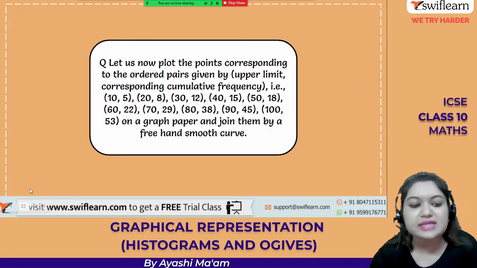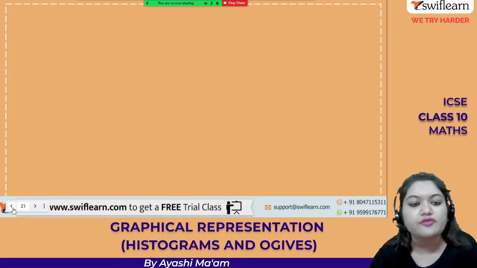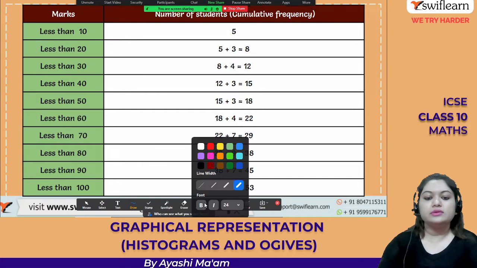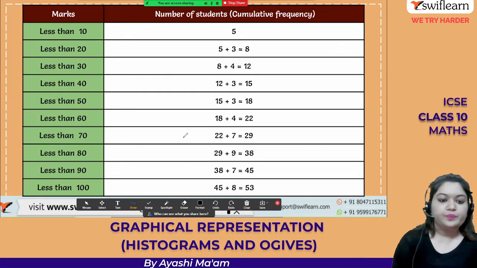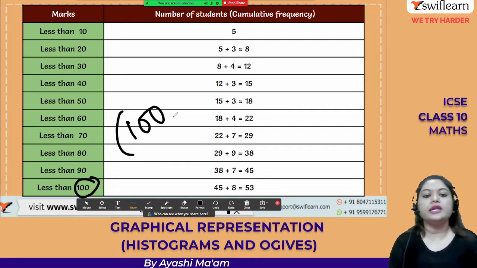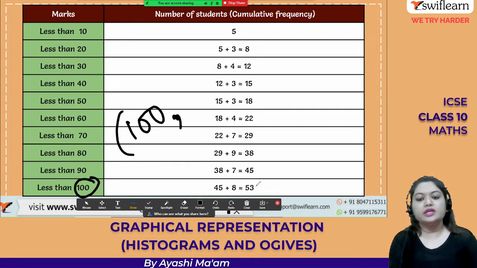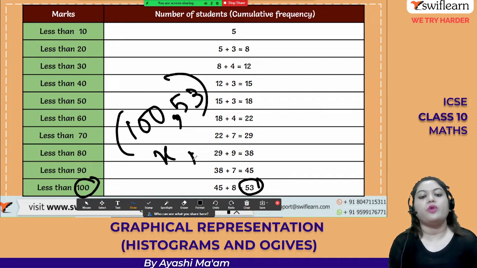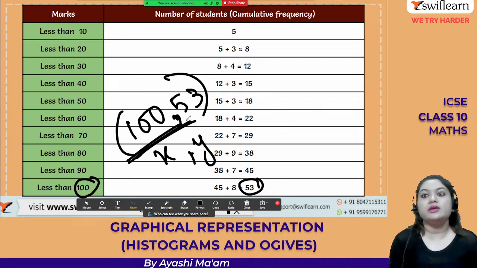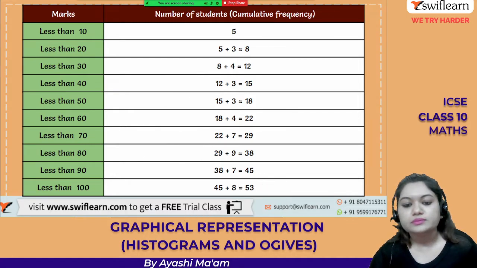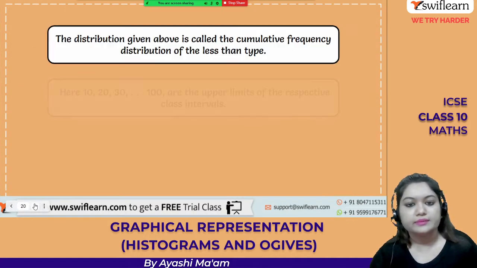Okay, this is exactly how we also did, right? So for the last one, what will you write? Tell me about the last one. Last one will be 100 is your upper class limit. So your x coordinate point will be 100 and the cumulative frequency is 53. So this will be your y point. Okay, so this will be your last coordinate point. Understood? Okay.